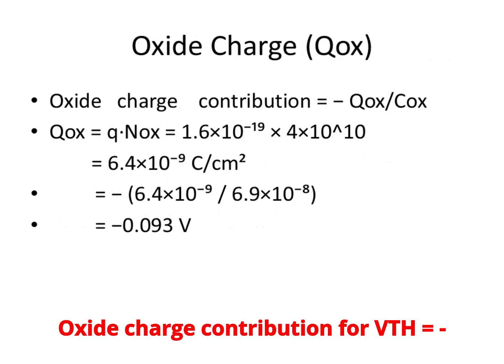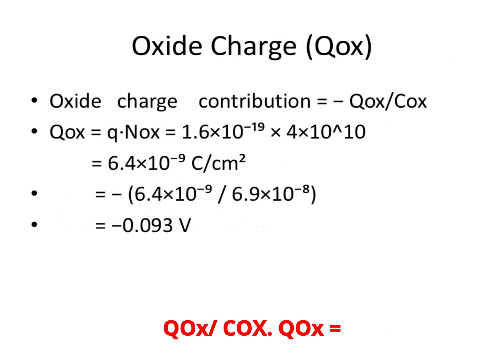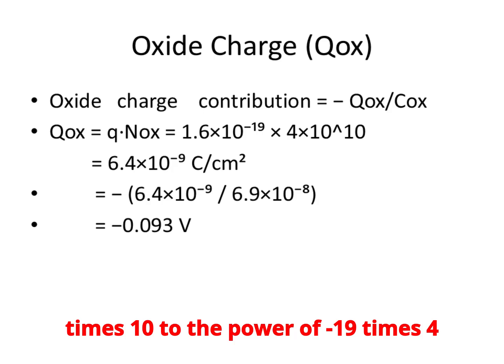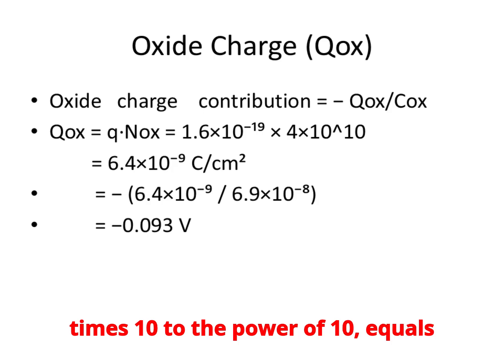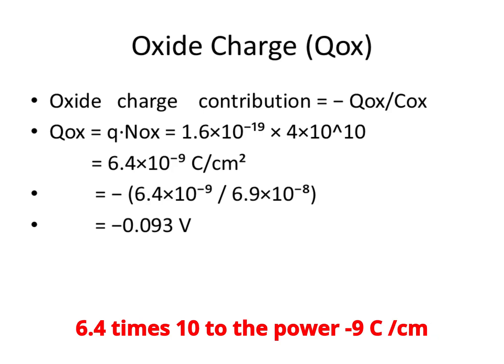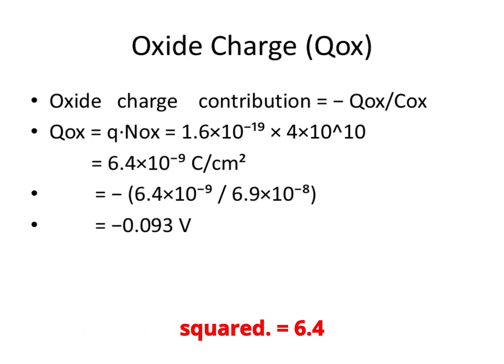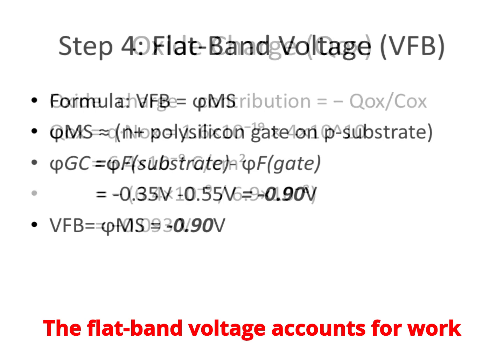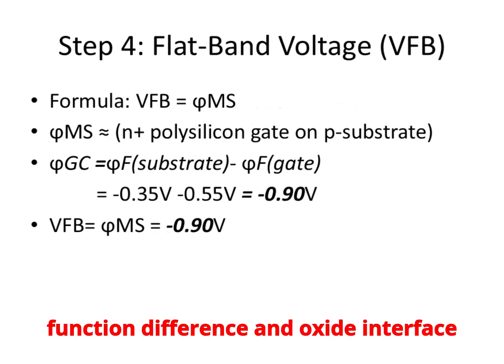Oxide charge contribution to Vth equals Q_ox over Cox. Q_ox equals q times N_ox equals 1.6 times 10^-19 times 4 times 10^10, equals 6.4 times 10^-9 C/cm². Equals 6.4 times 10^-9 over 6.9 times 10^-8, equals minus 0.093 V.